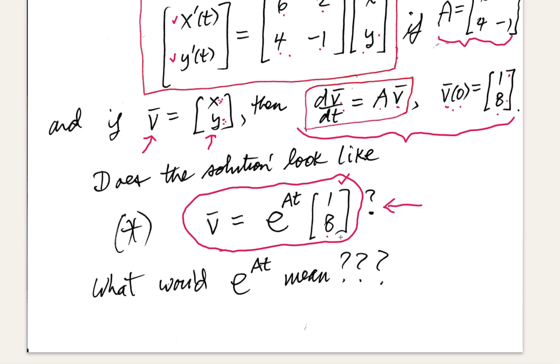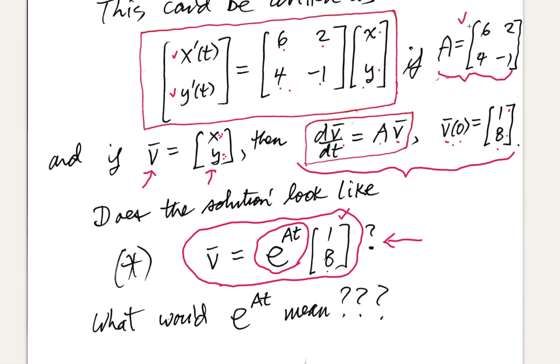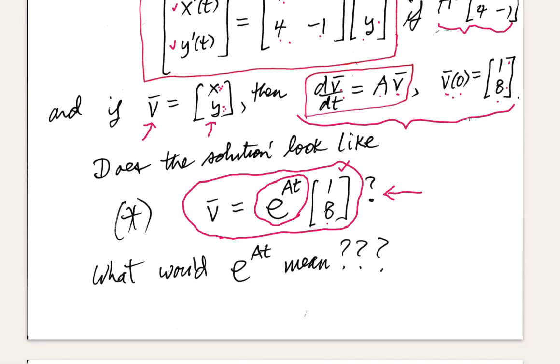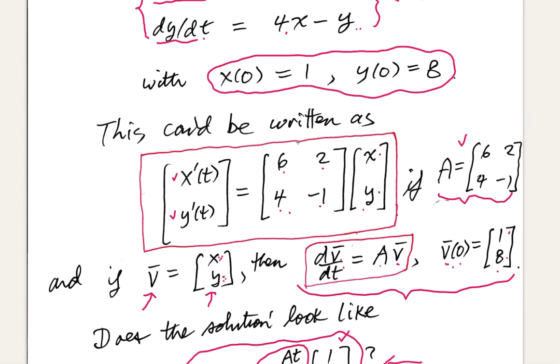Okay? Alrighty? But what could this possibly mean? E to the AT, where A is not a scalar anymore, but is this 2 by 2 matrix. It's a square matrix. What in the world could that possibly mean? Well, that's why we're talking about the matrix exponential. In fact, this is the solution to this system of equations up here. And I'm going to show you explicitly what the solution is.